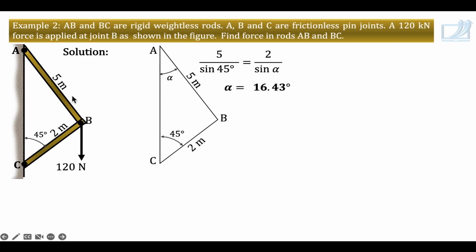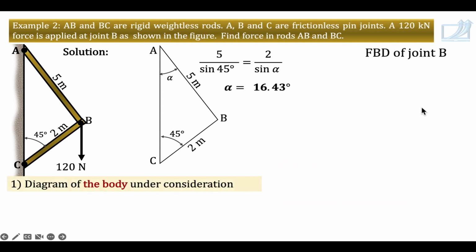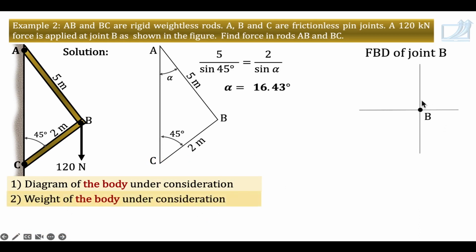And when all members meeting at a joint are two-force members, we should draw the FBD of the joint. So we are drawing the FBD of joint B. FBD of a joint is a concurrent system which can be solved for two unknowns only. So there are only two unknowns at B. An important point to remember: if all members meeting at a joint are two-force members, then draw the FBD of the joint. So here it is point B. Then weight of the body. There is nothing like weight of a point. So this second step is over.